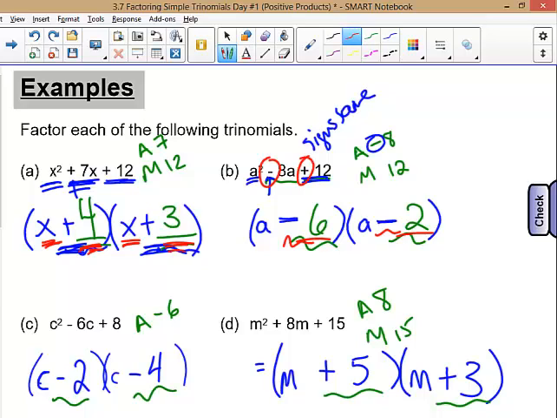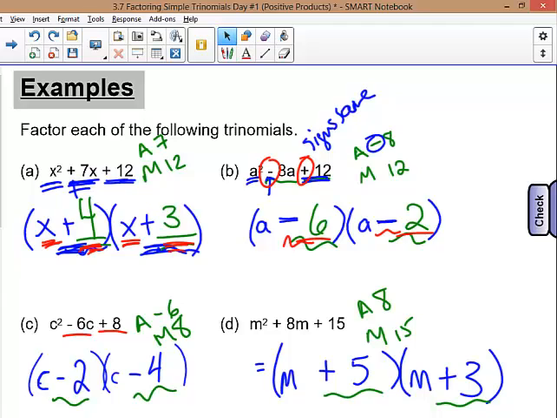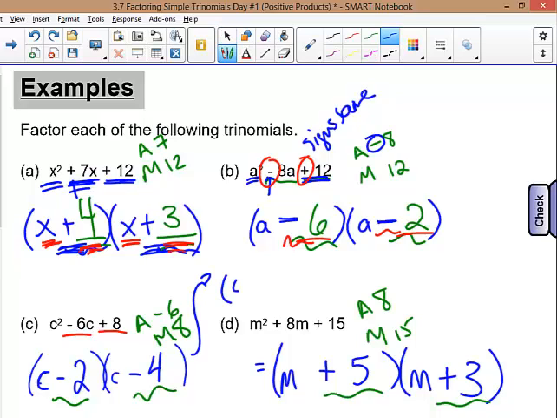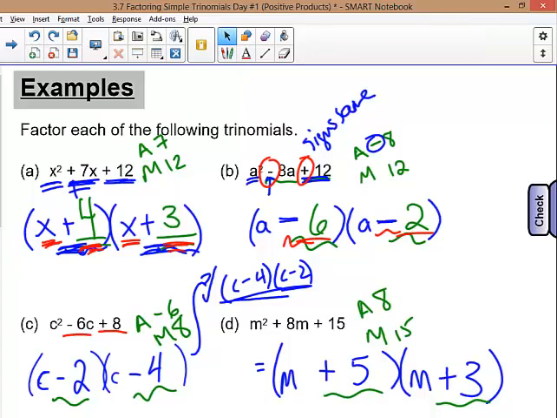The same analysis happens for question C because we had a positive product and a negative sum. Sorry, I think I erased it accidentally here. Our positive product of 8, they had to basically be both the same sign, but they had to be negative. Now, I know what you're probably wondering. Would it have been acceptable to write instead x minus 4 and then x minus 2? Of course it would have been. That's also correct because order doesn't matter when we're just dealing with multiplication.